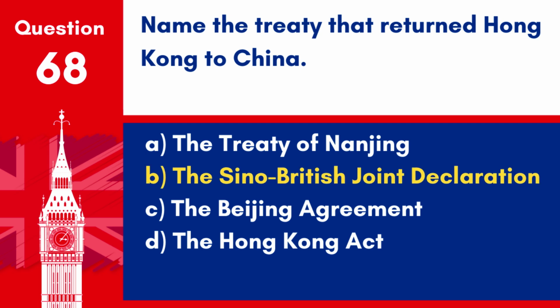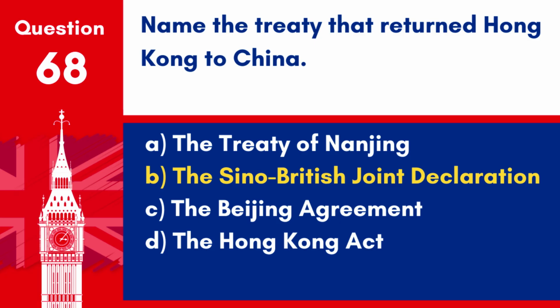Answer B. The Sino-British Joint Declaration. The Sino-British Joint Declaration was signed in 1984, outlining the terms under which Hong Kong would be returned to China in 1997, ensuring that Hong Kong would enjoy a high degree of autonomy under the principle of one country, two systems.